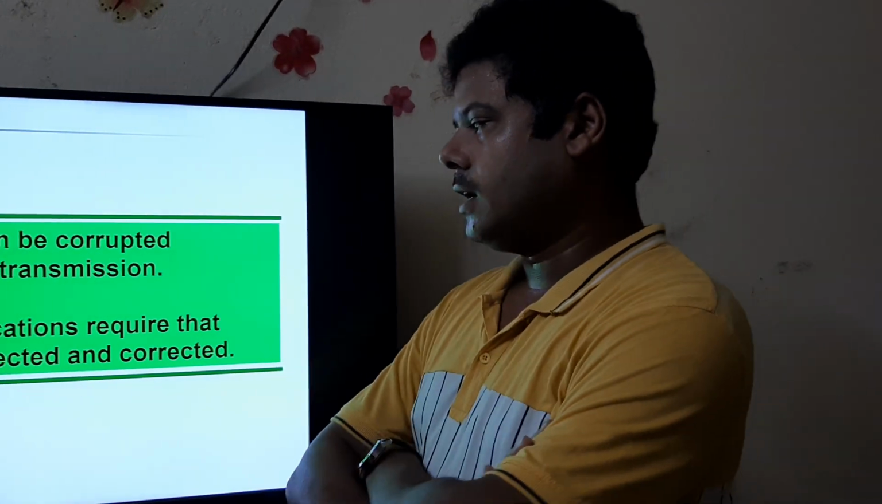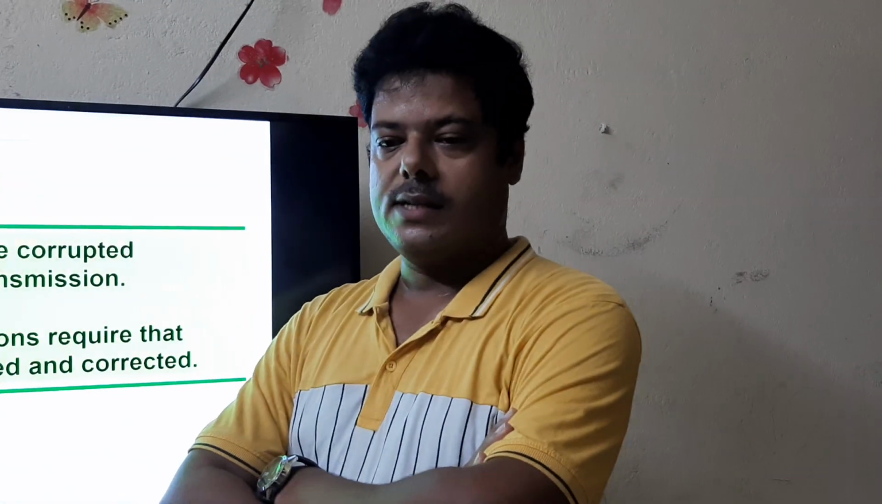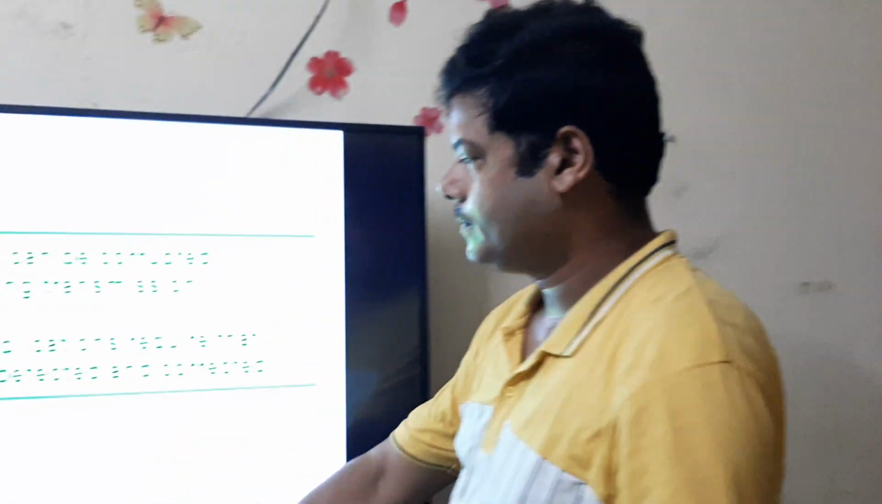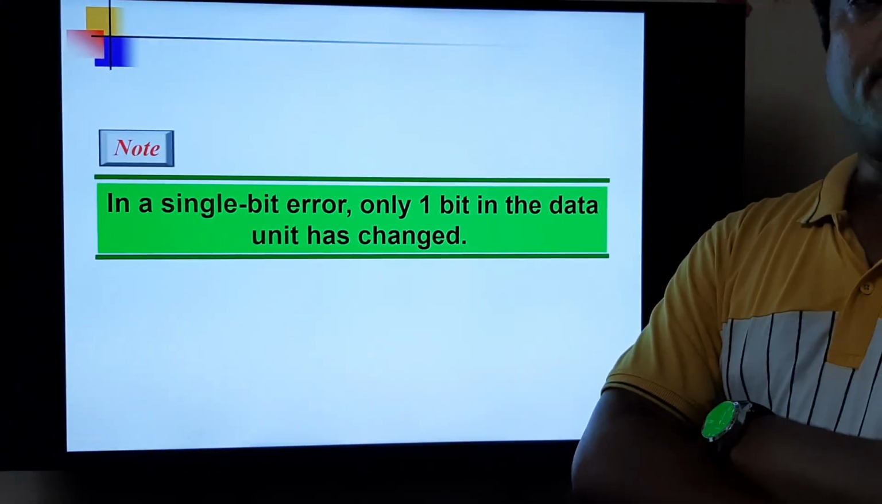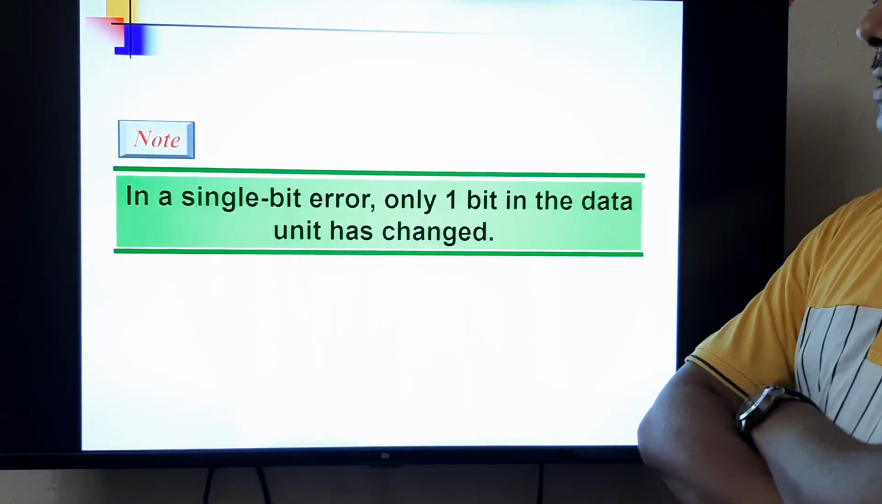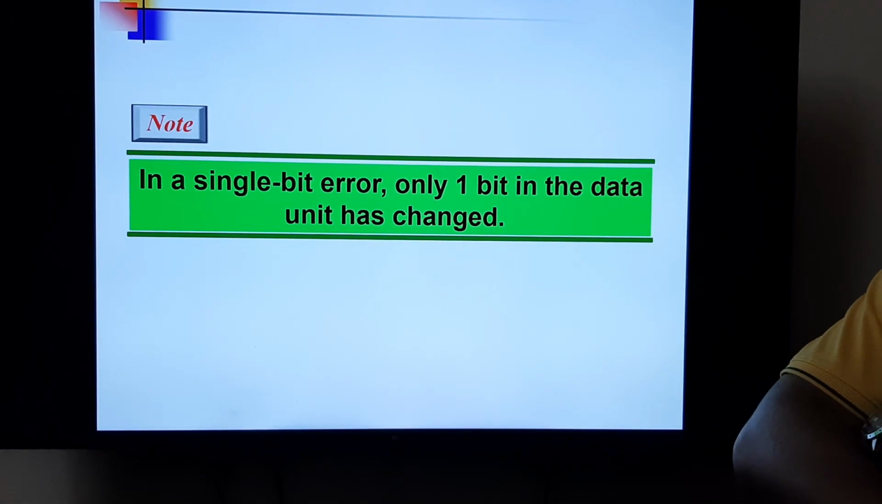Some applications require that errors be detected and corrected, because if there is an error, it may create a problem. Error is of two types in communication. One is single bit error: only one bit in the data unit has changed.